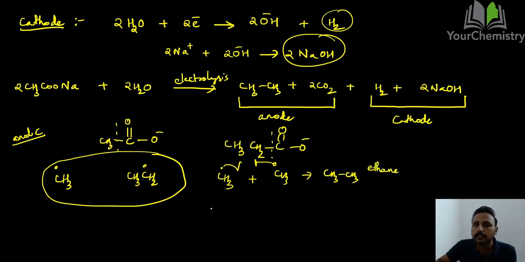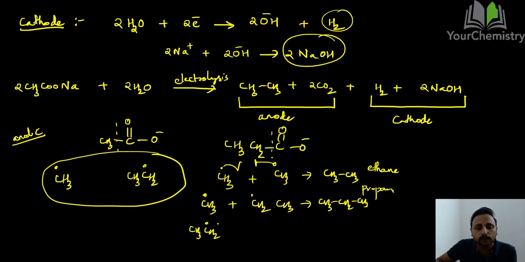Able to understand? What is the other possibility? CH3 dot and CH3CH2 dot can combine to give CH3CH2CH3. What is this? Propane. Now what is the other possibility? 2 ethyl radicals can combine with each other, CH3CH2 dot plus CH3CH2 dot, to give CH3CH2CH2CH3. What is this? Butane.